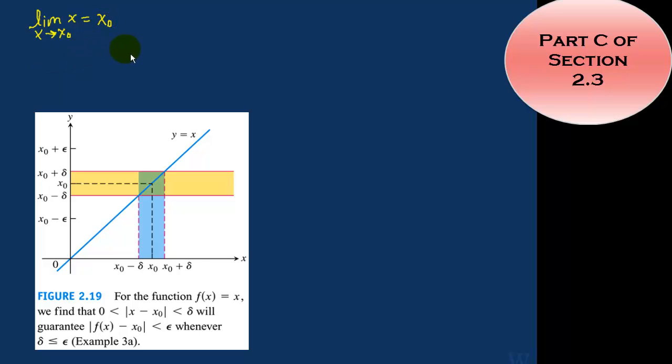Okay, so how do we show that this is true? How do we prove that this is true? Let's look at what our given fixed numbers are. First, we have that L is x of 0, and we set our x to be x of 0 right there. And then epsilon is greater than 0.